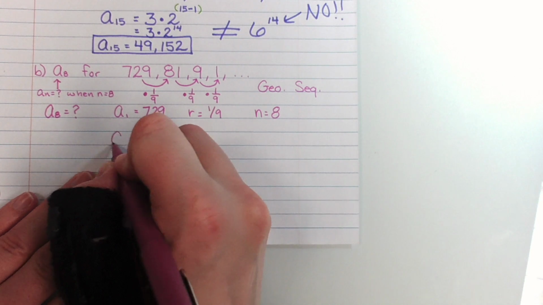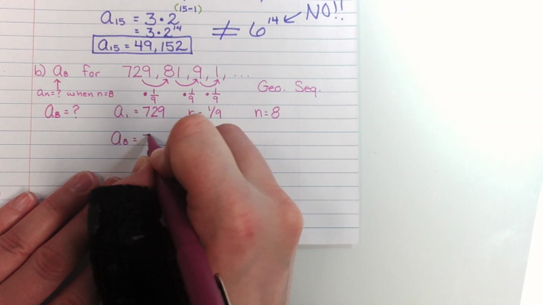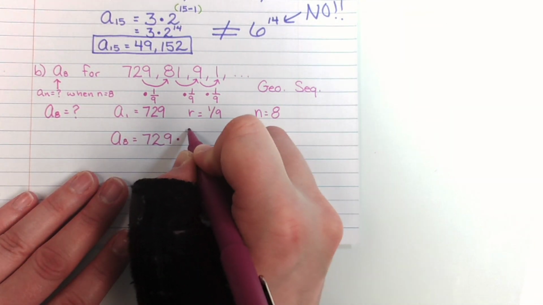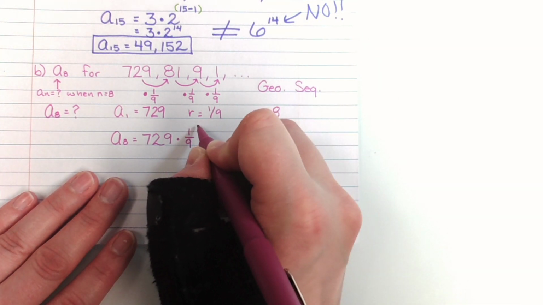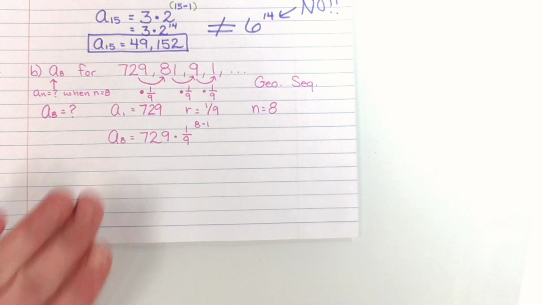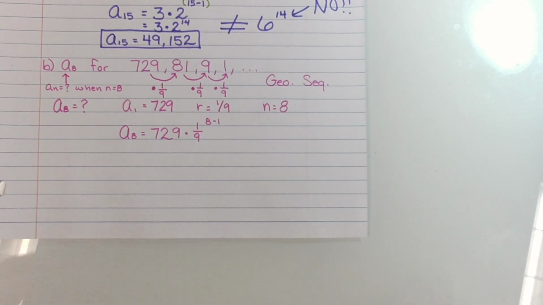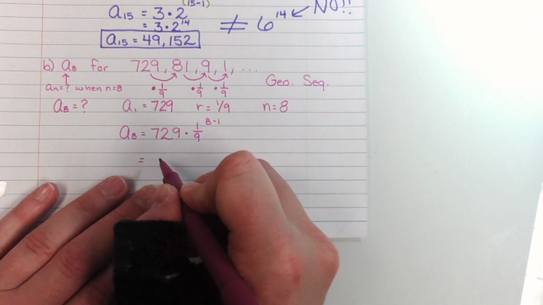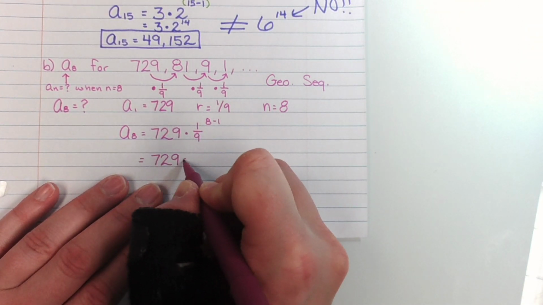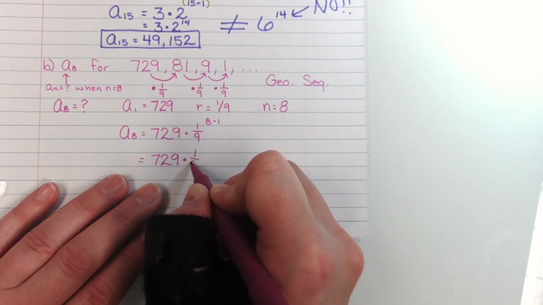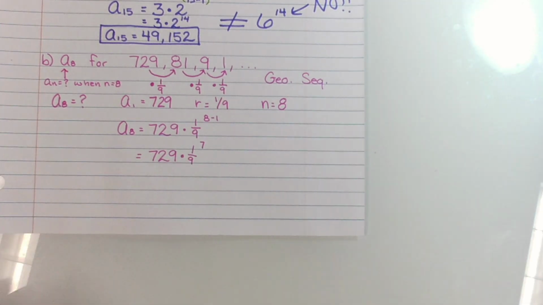So, a sub 8 equals a sub 1 times r to the power of n minus 1. Now again, we have to be careful of how we type this into our calculator. I first off recommend just doing the exponent before typing it into a calculator. 8 minus 1 is 7. Can you put it into the calculator? Yes, with parentheses is a requirement.